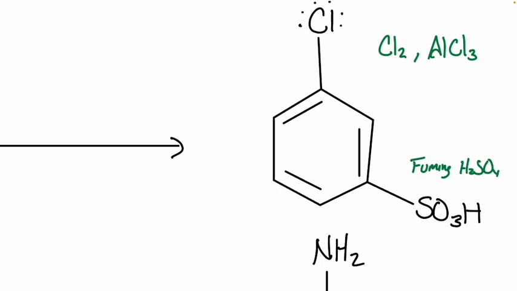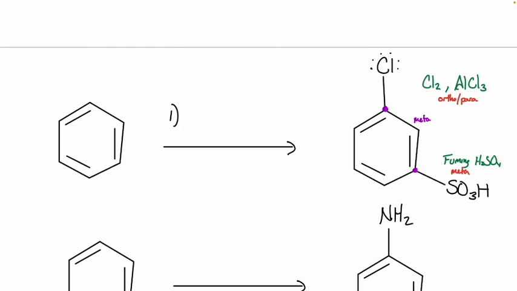But now I've got to think about the order in which I'm going to perform these two reactions. In my product, these two groups are sitting meta from one another. If I look at my groups, the chloro is ortho para directing, but the sulfonic acid group is a meta director. So I want to make sure to do that meta directing reaction first. So first, fuming H2SO4. Then I'll do that chlorination reaction.